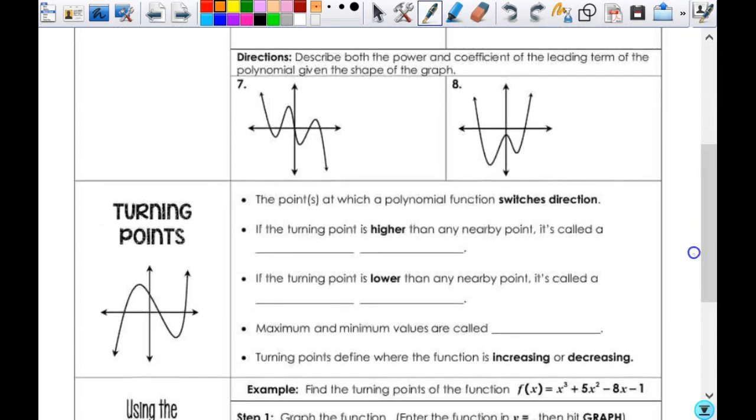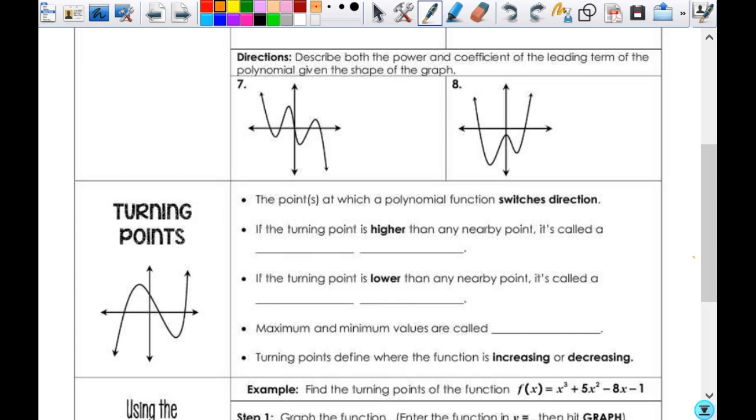All right, so let's look at 7 and 8. 7 and 8 said, describe both the power and coefficient of the leading term of the polynomial given the shape of the graph. Now, I don't expect you to be able to give me the equation. I don't expect you to actually give me the power even necessarily at this point. What I do expect is for you to know if it's positive or negative and if it's even or odd. Not an even or odd function, but an even or odd power. Okay? So would this be an even or odd power function?